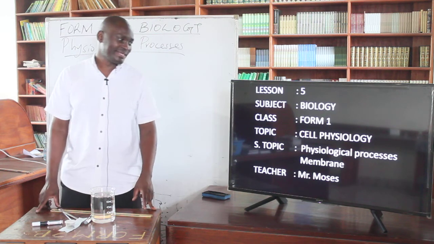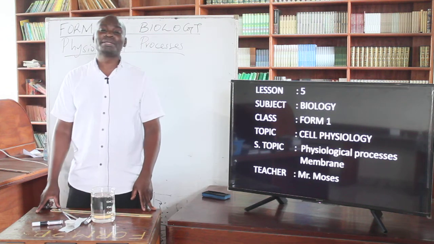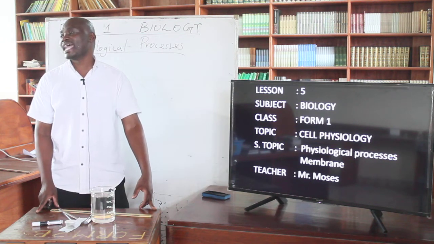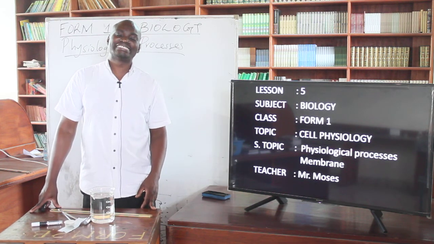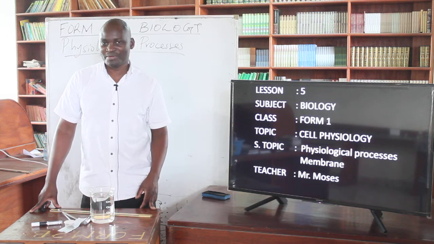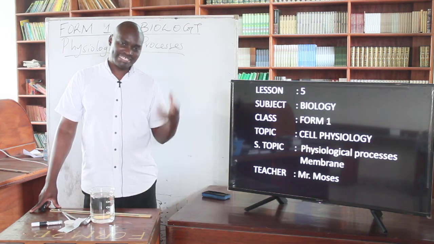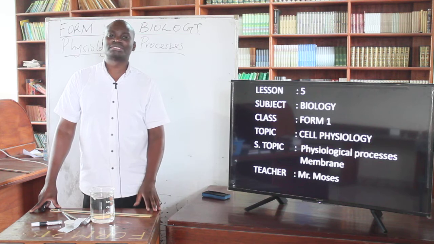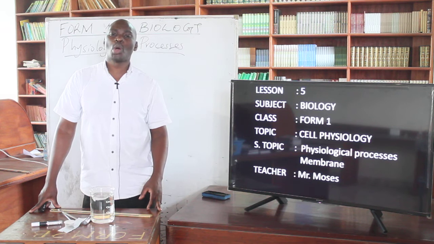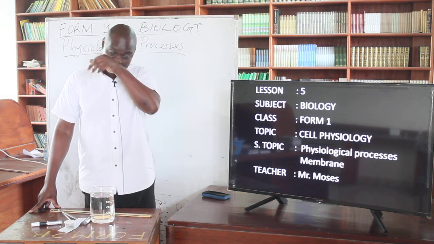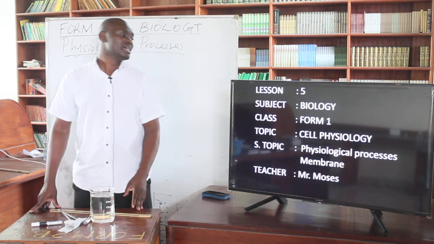We started by looking at the properties of a cell membrane, and we said that a cell membrane is selectively permeable. It can allow very tiny particles to pass across, or we say it is semi-permeable. The cell membrane is also called the plasma membrane, and it allows the movement of substances into and out of the cell. That is what we concluded.